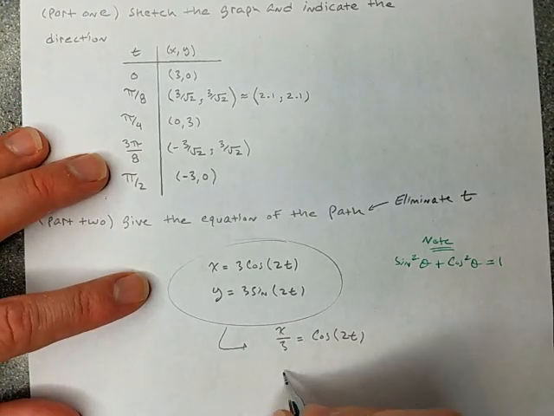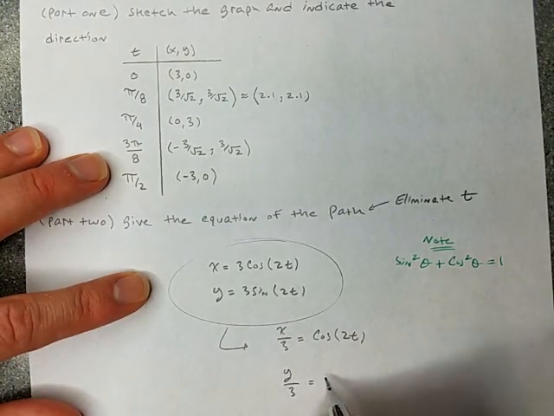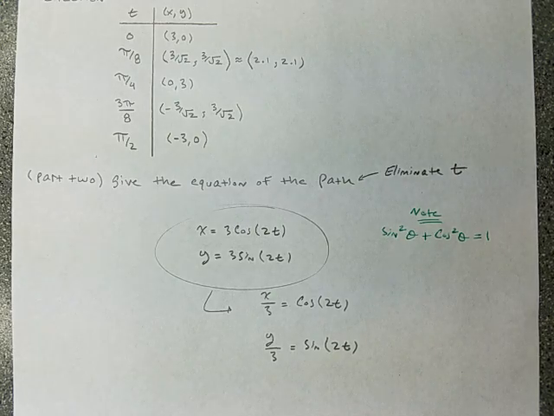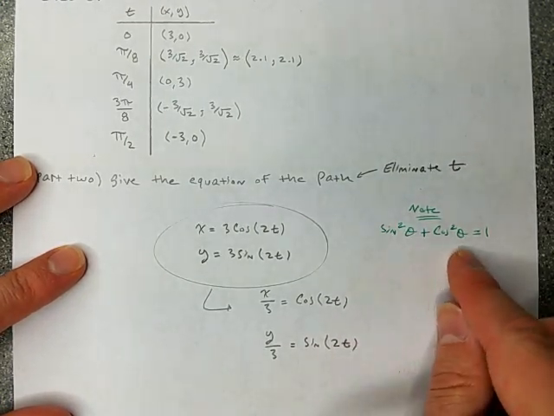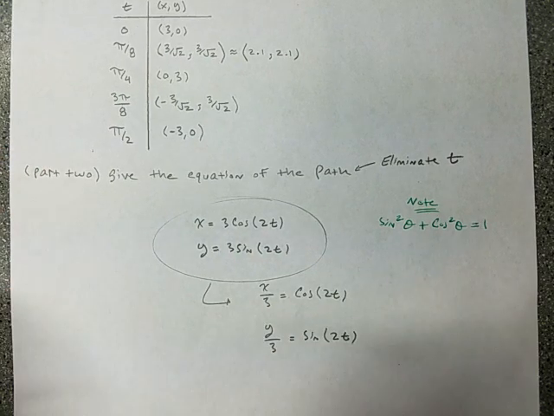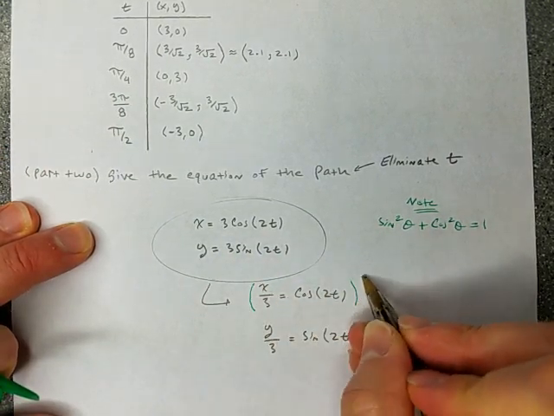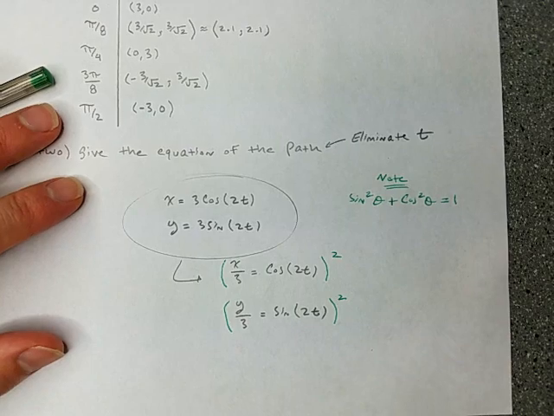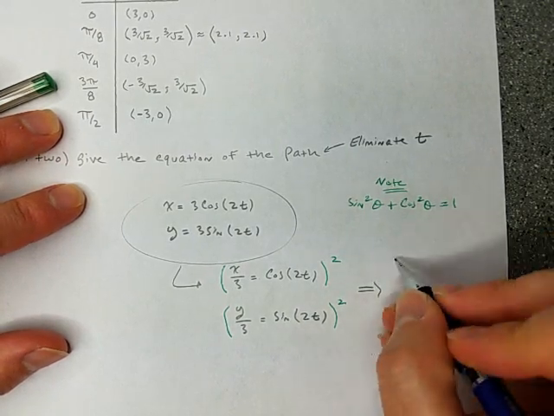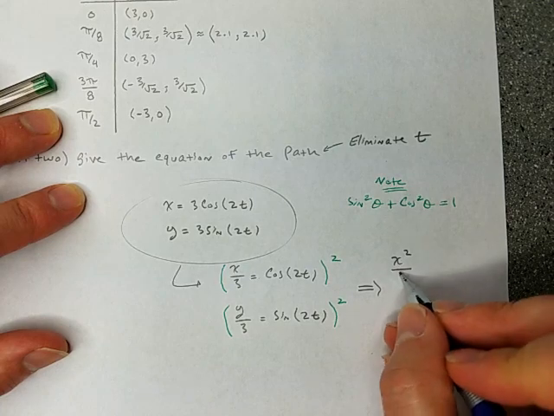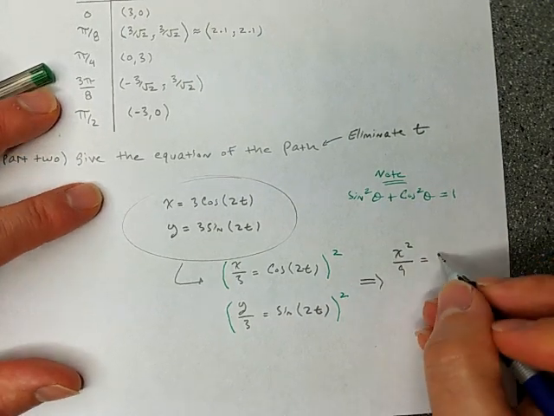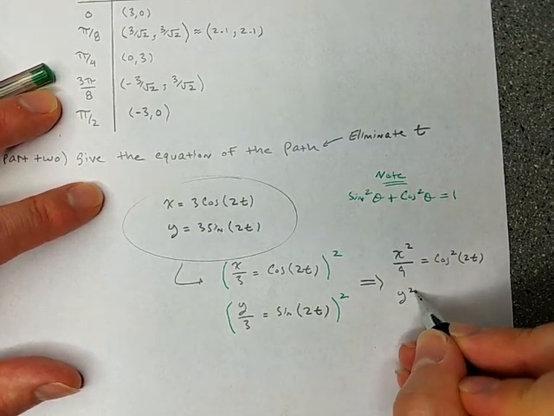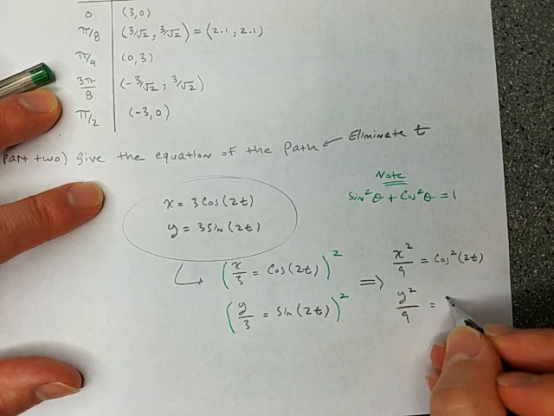In that second equation, I'll get y over 3 is sine of 2t, right? Okay. And then, with the objective of using this at some point, I'll take these equations and square both sides. Then here's what I'll get: x squared over 9 is equal to cosine squared 2t, and y squared over 9 is equal to sine squared 2t.